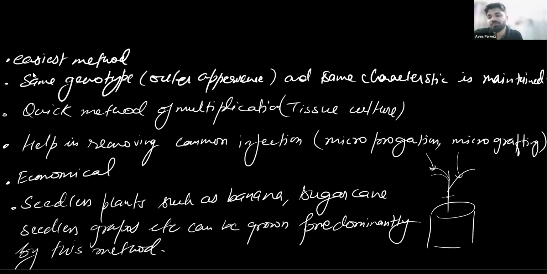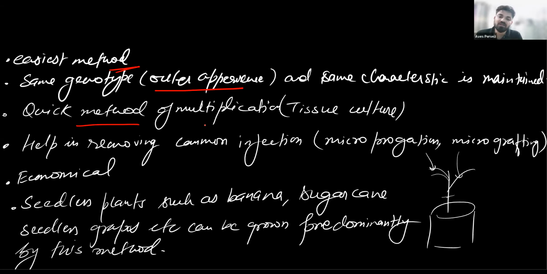So we can write here that it is the easiest method of growing new plants of the same genotype, outer appearance, and same characteristics. The main important thing is that in a successful method of reproduction, except grafting, we are using a single plant's characteristics, no two plants are involved. So since only a single parent is there, the characteristics of the parent plant will be maintained. Whatever the characteristics of the parent plant, they will be in the offspring plants also. So the same characteristics are maintained.